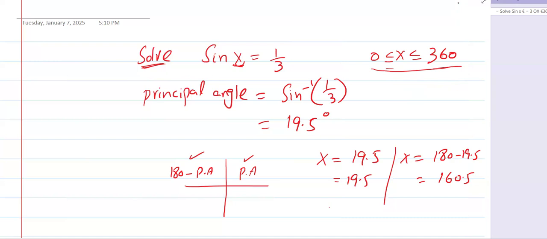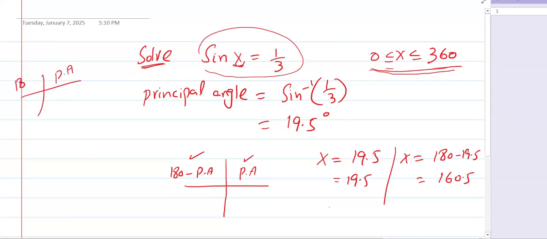Take the principal angle. What is the first thing you have to do? Take the principal angle. Once you take the principal angle, then check in which quadrant it is. Positive, so possible quadrants are these two. And I just told you, if it is first quadrant, second, if it is in third, if it is in fourth, okay? Got it? Let's see.